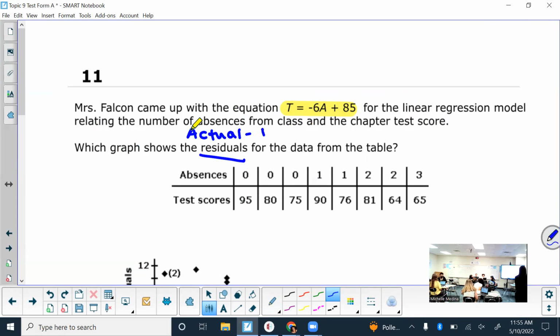Actual minus predicted. And let's look at her data. The absences would be what?